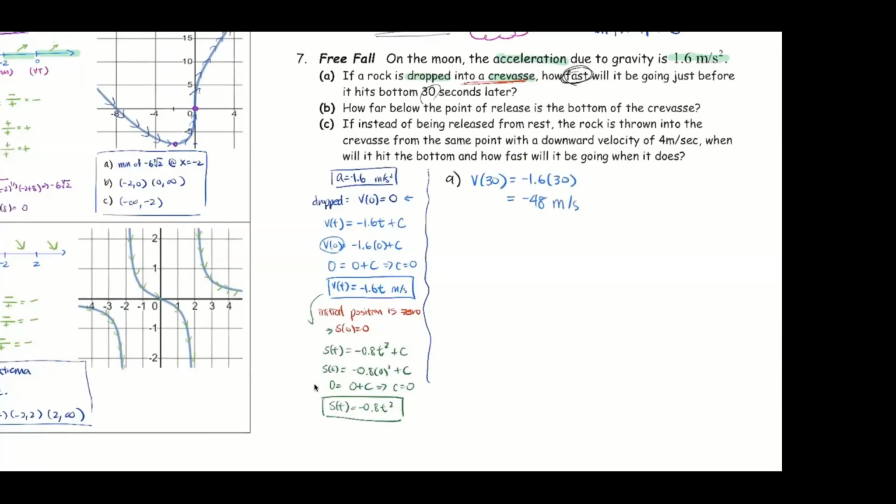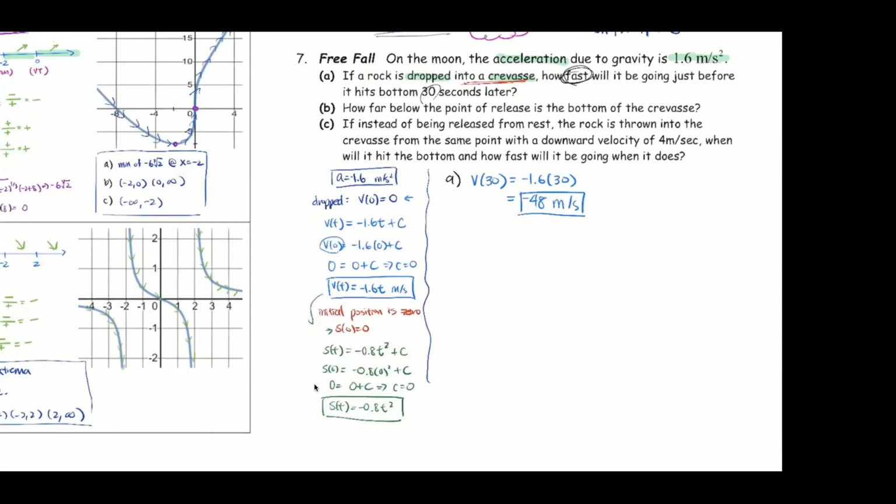All right, so again, why is it negative? Because it's going down. And does that make sense? Because you drop the rock, it's going downwards, so the speed is negative. The negative just means direction. It doesn't mean it's a negative speed. It means that it's going down instead of going up. And that's it.